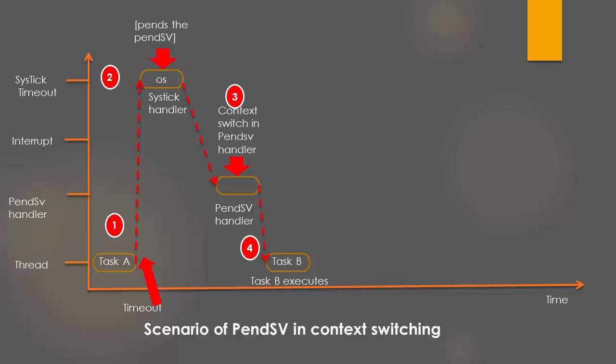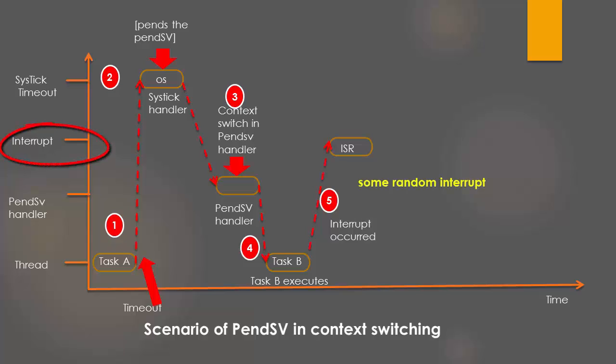So now you may be wondering why the context switch operation is done inside the PendSV handler and why can't it be inside the SysTick handler itself. If you have this doubt, it will be clear now. Let's move ahead. Now task B is running. Assume that an interrupt occurs.